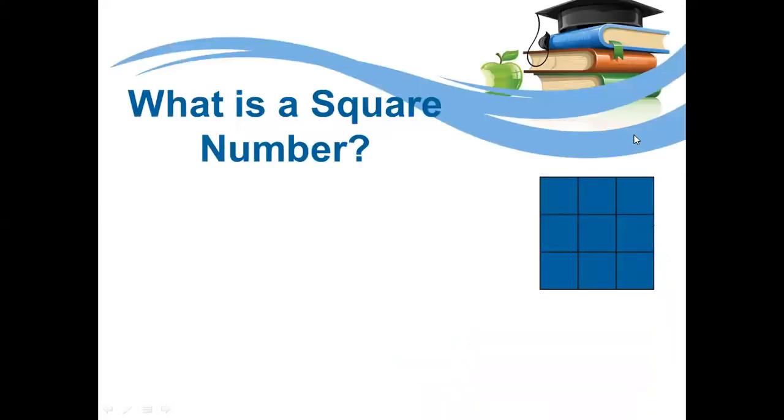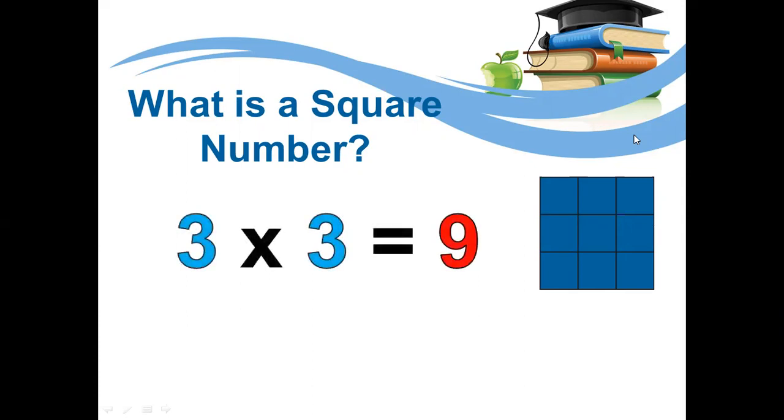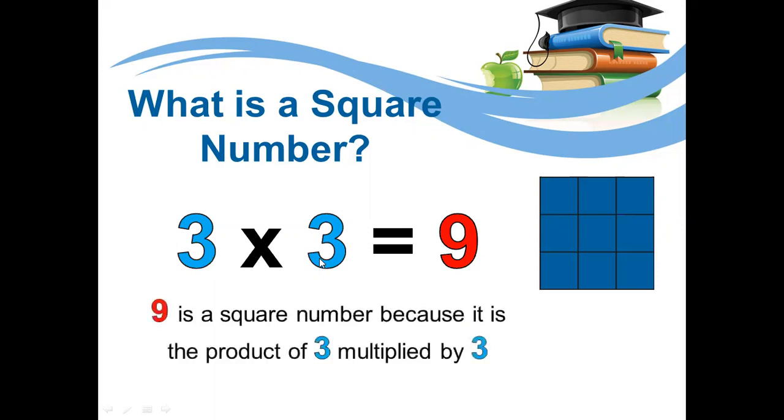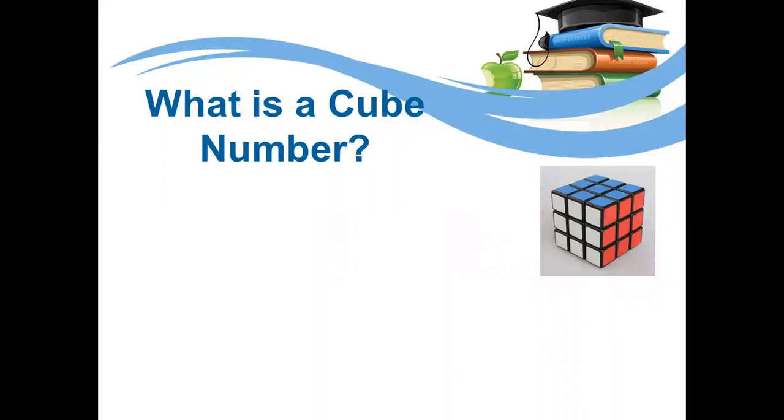First of all, what's a square number? A square number is a number multiplied by itself. The answer is called a square number. For example, here we have 3 times 3 equals 9. The 9 is called a square number. Why? Because it's the product of 3 multiplied by itself. Okay, 9 is a square number because it's the product of 3 multiplied by 3. Okay, that's the square type.